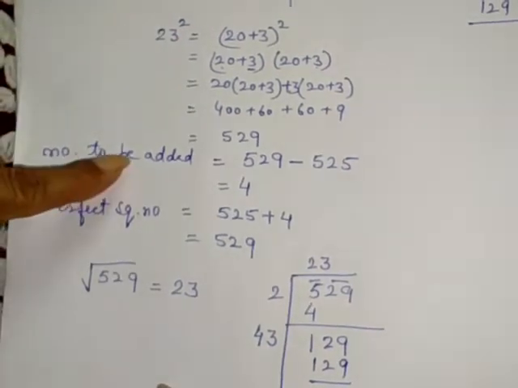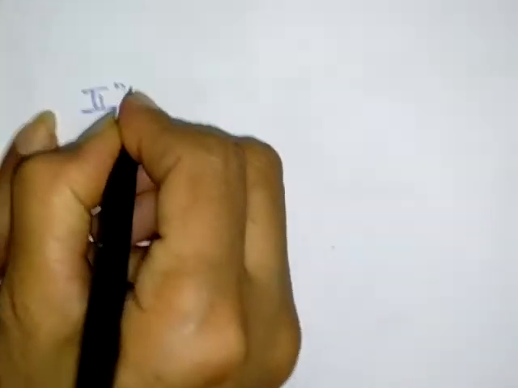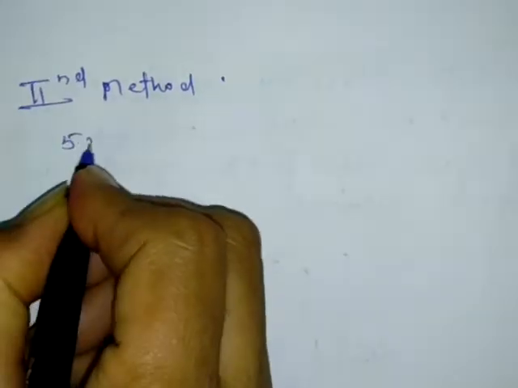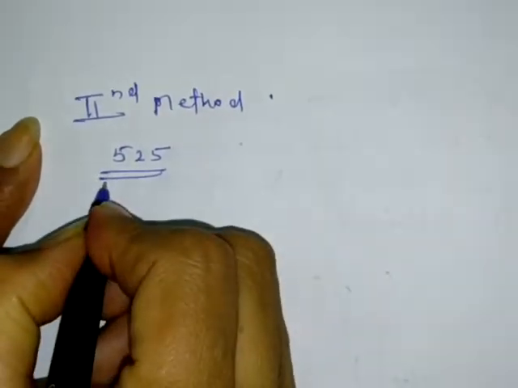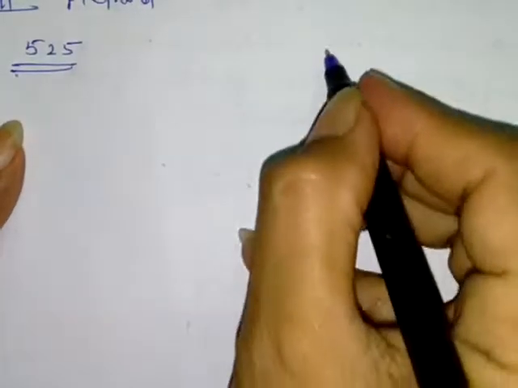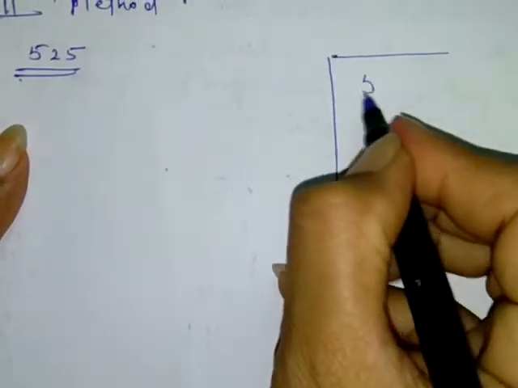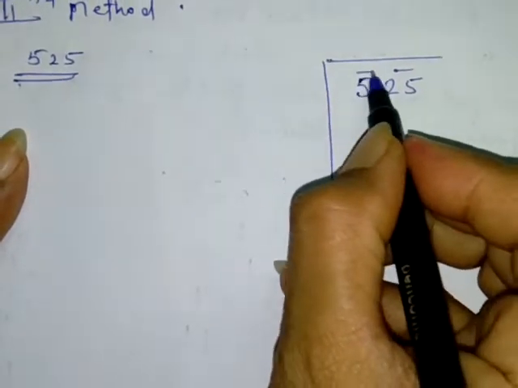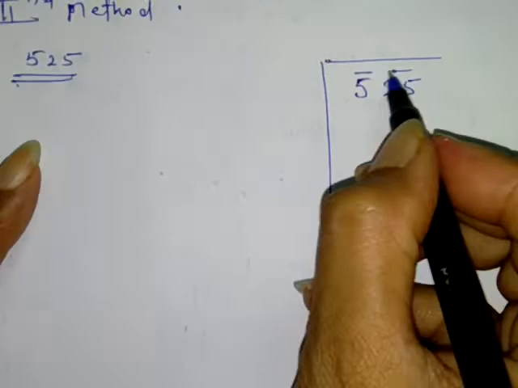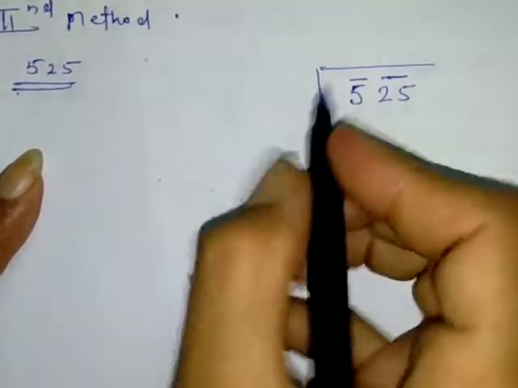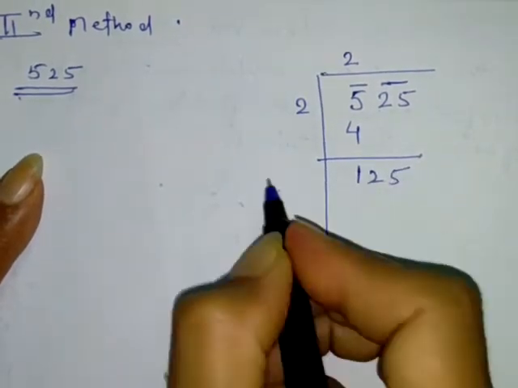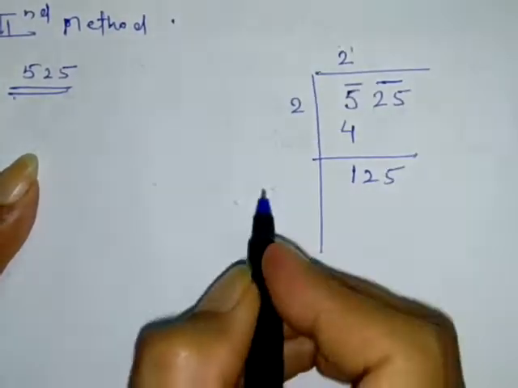I'll teach you one more method for the same part. The second method for finding the least number which must be added to this to make it a perfect square. 525. Pairing, we are going by the division method only, finding the square root by the division method, but there is a slight change in this. You see, 2 twos are 4, 125. Here this 2 is multiplied by 2, that gives you 4.